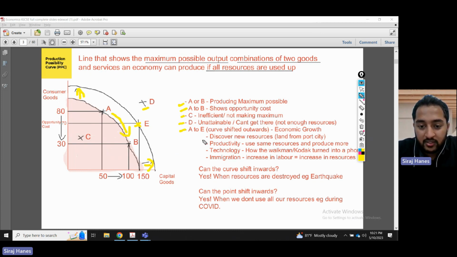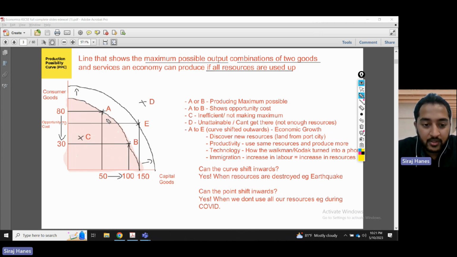And I told you it's for a few reasons. We find new resources. Maybe we got new productivity. Technology came in, so we're producing more with the same resources. Or immigration, because there's an increase in labor, so an increase in resources. Question is, though, can the curve shift inwards? Yes, it can.